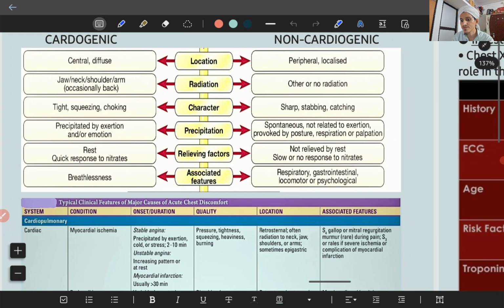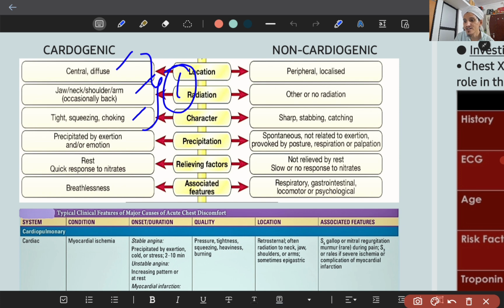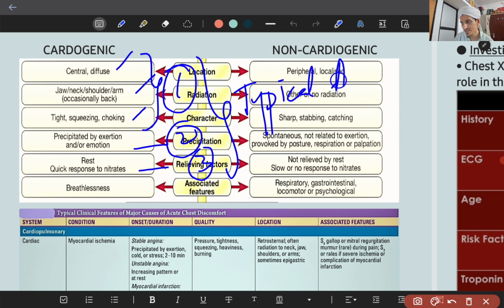So first you need to differentiate between cardiac and non-cardiac chest pain. Cardiac pain will be central and diffuse. It can radiate to the jaw, neck, shoulder or arm. It is usually tight, squeezing, choking type. This is the first typical feature of pain. Then it is precipitated by exertion and or emotion. This is the second thing. And it responds to rest or quick response to nitrates. This is the third thing. These three imply typical anginal pain. If any two are there, then it is called atypical. If any one is there, then it is called non-anginal pain. An associated feature with cardiogenic pain is breathlessness.